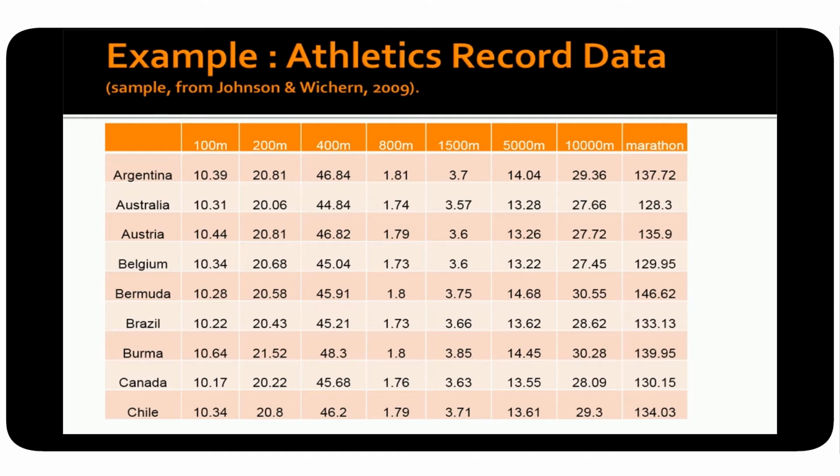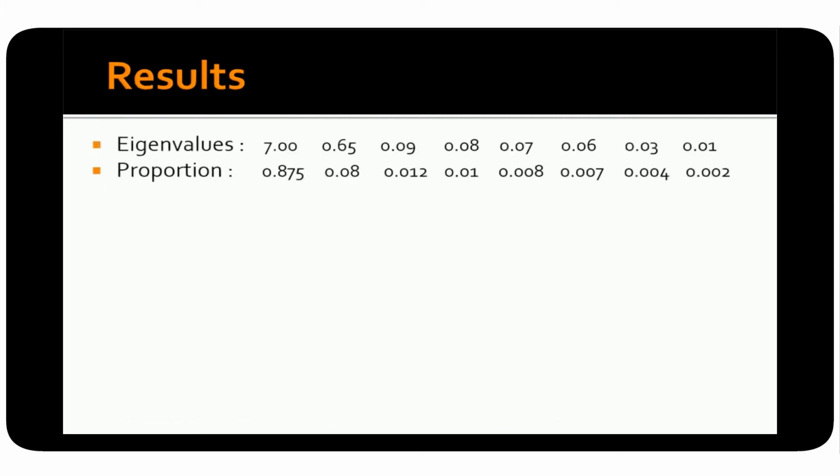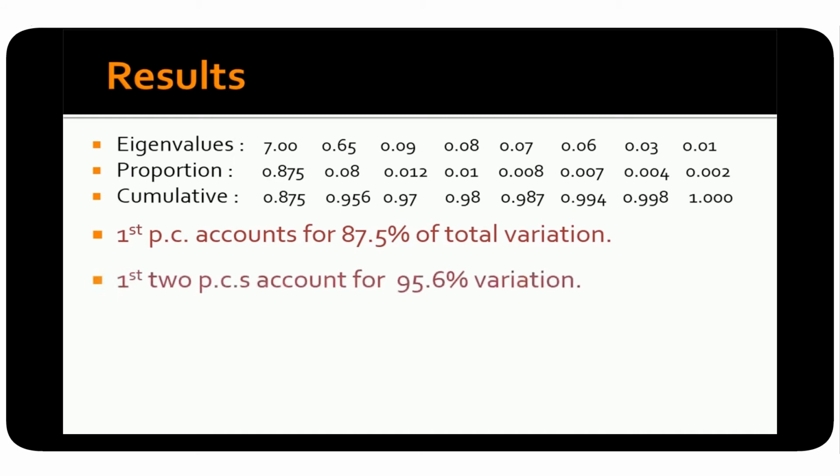So instead of looking at these 8 variables, can we summarize this result and look at a smaller number of variables to say which country does well in which sort of event, etc.? Yes, if we want to do that, that would be a question of dimension reduction, and we can apply the principal component method here. So suppose we do the principal component analysis, and these are the results that we get.